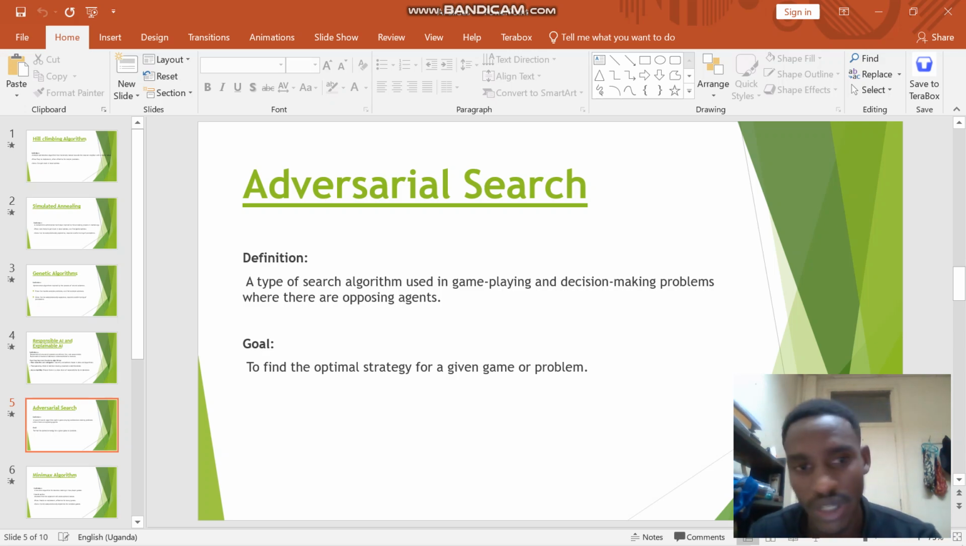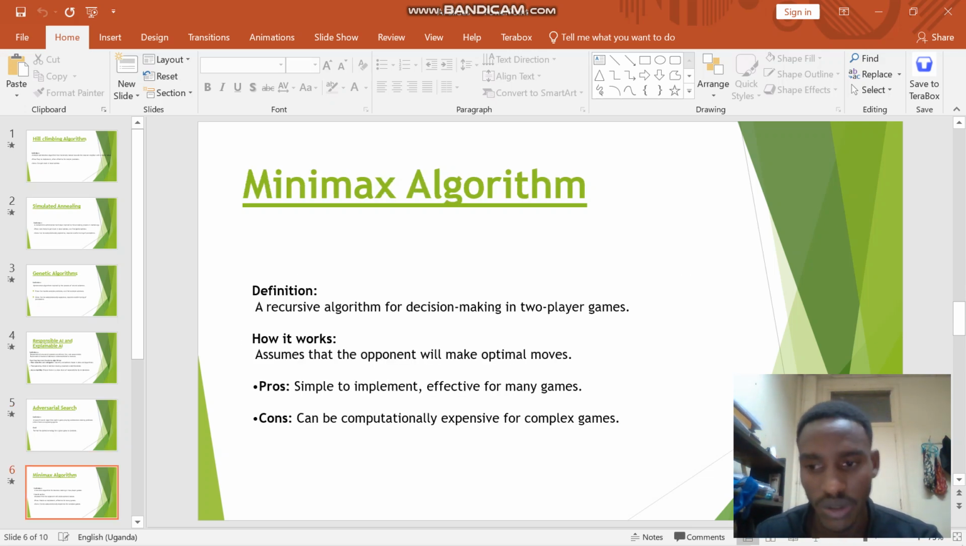Next we have adversarial search, which is a type of search algorithm used in game playing situations where you need to make a decision and there are two adversaries, two opponents, and the goal is to find the optimal strategy for a given game or problem. Within the kinds of adversarial search, we have the Minimax algorithm. This is a recursive algorithm for decision making in two-player games, and it assumes that both players will make optimal moves. The pro is that it's simple to implement, and it's also effective for many games.